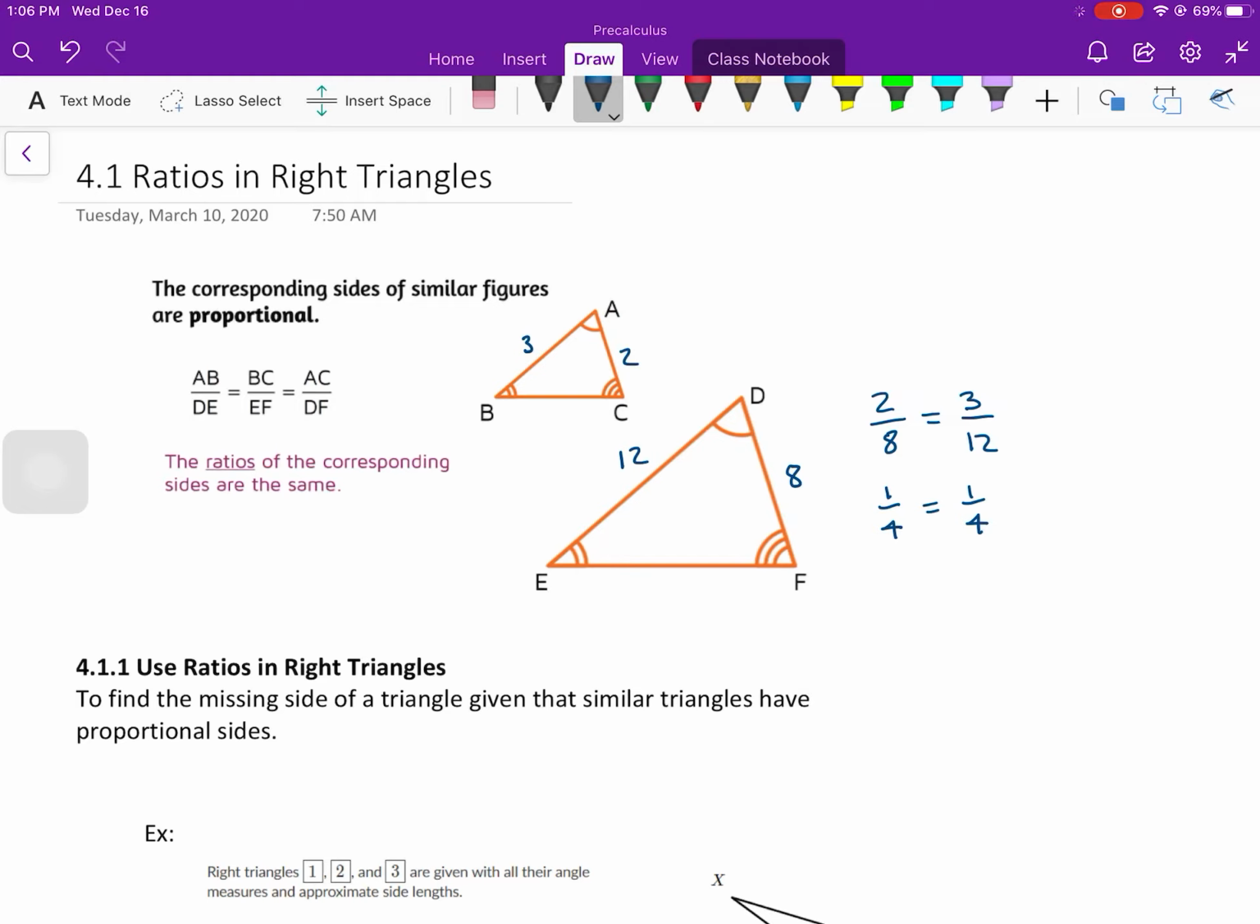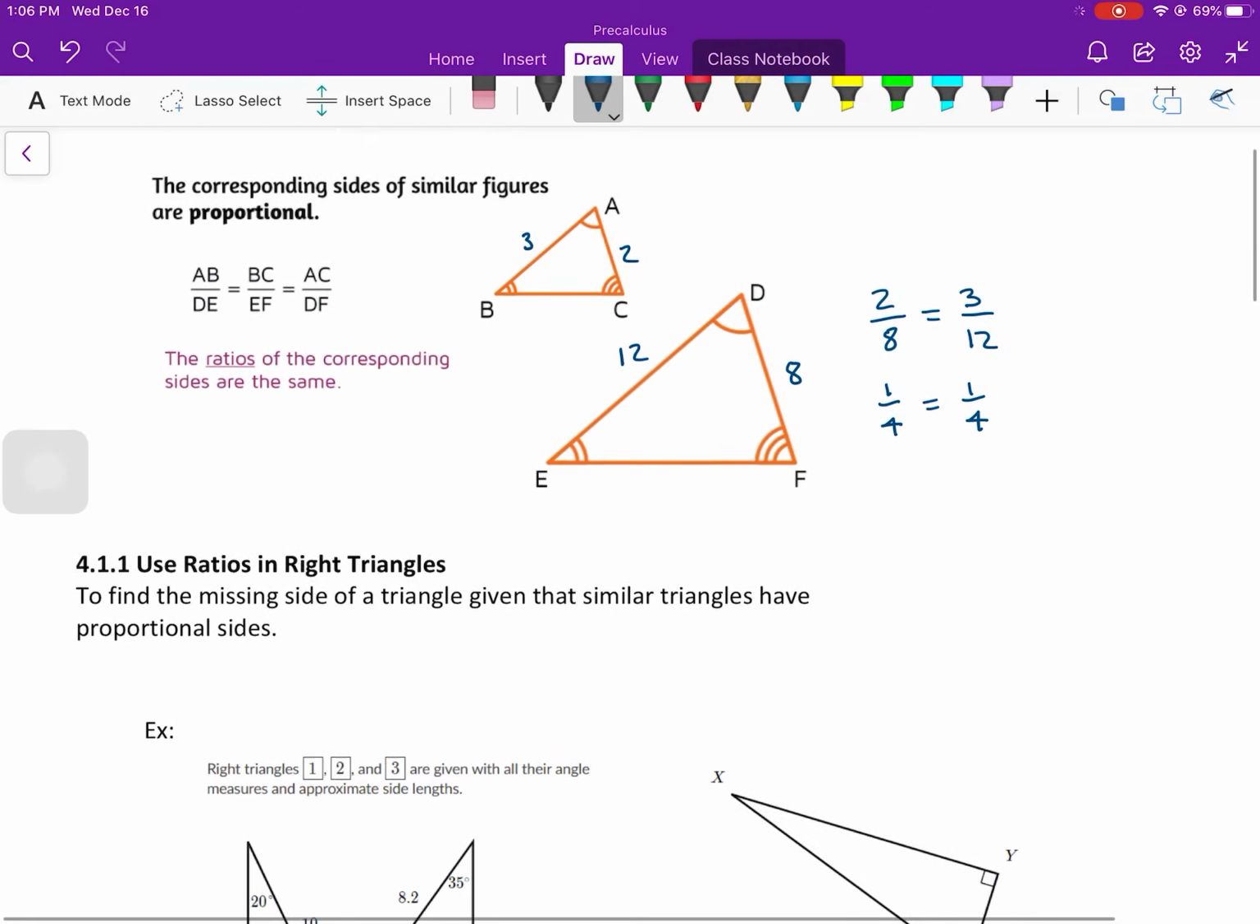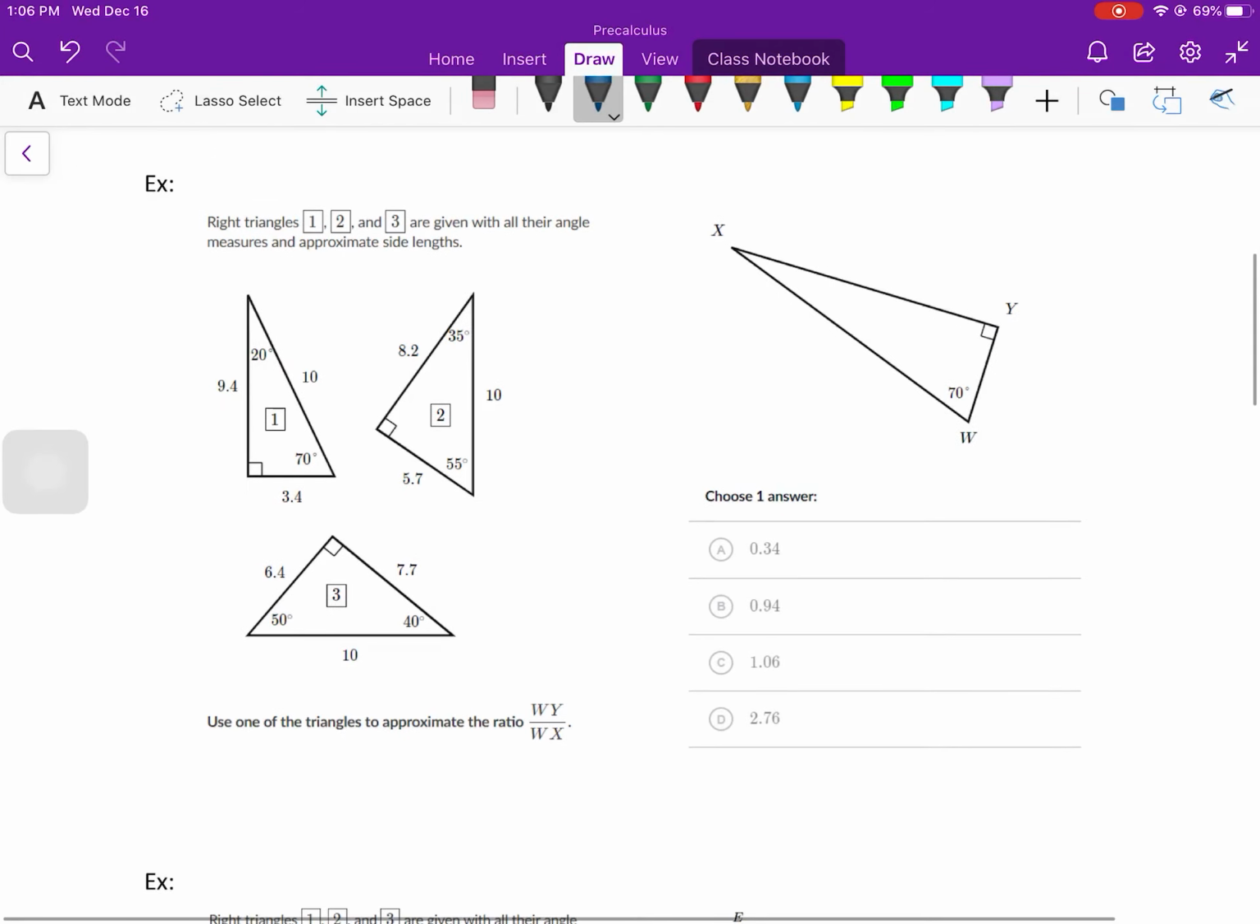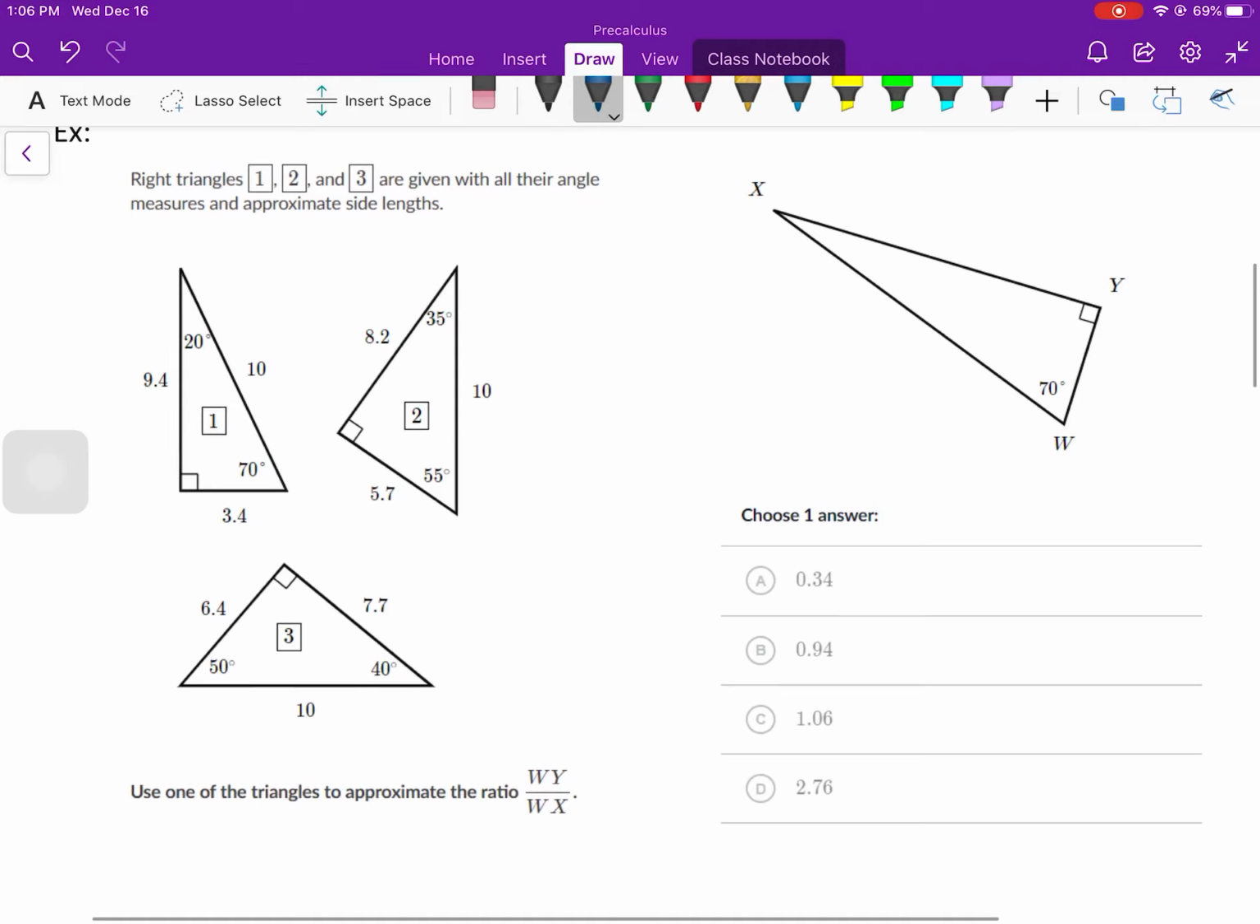And you should have seen this in some past math classes, which hopefully you did, because this is going to be a little bit of a spin on that, a little bit more difficult. So let's take a look at this first problem. Right triangles 1, 2, and 3 are given with all their angle measures and approximate side lengths. So we're going to use one of the triangles to approximate WY over WX.